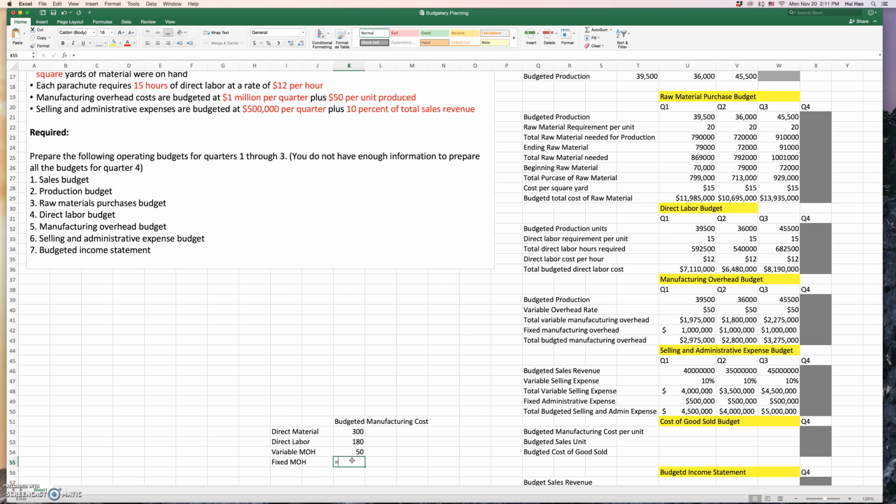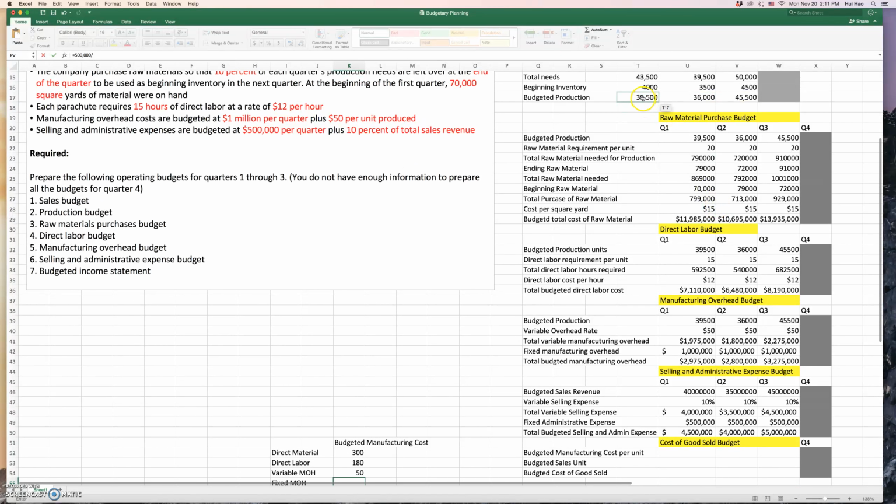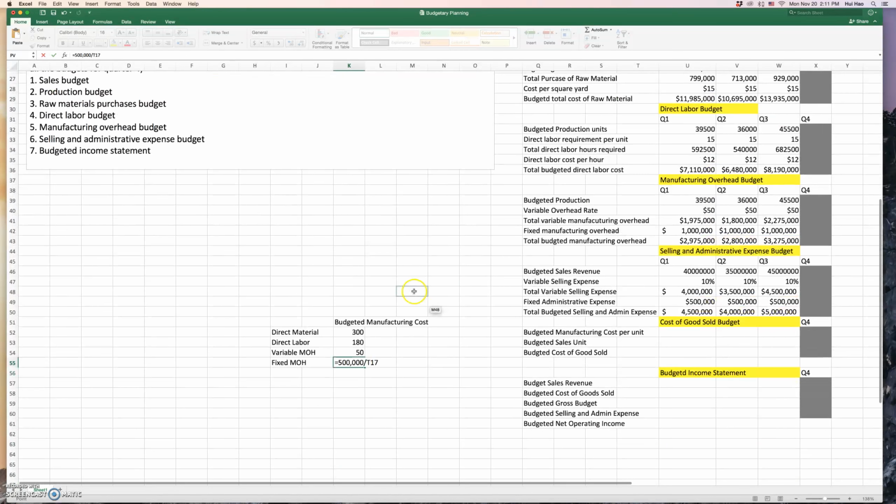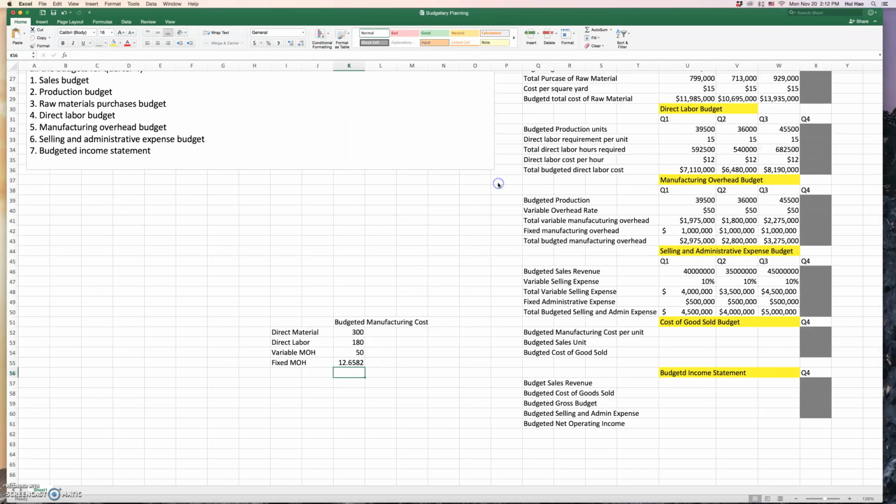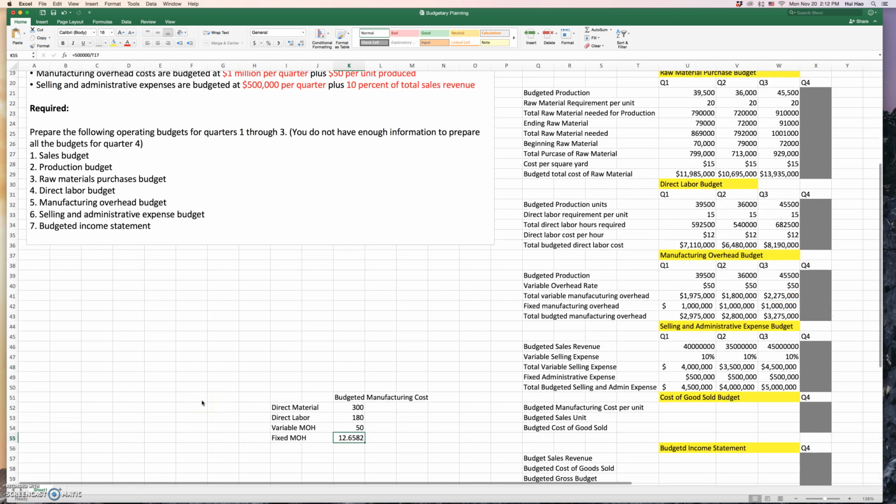And our total fixed overhead cost is $5,000 per quarter, and we divide by how many units we expect to produce. So this is the budgeted production. So for the fixed overhead, it costs us on average about $12.66 to produce one parachute.